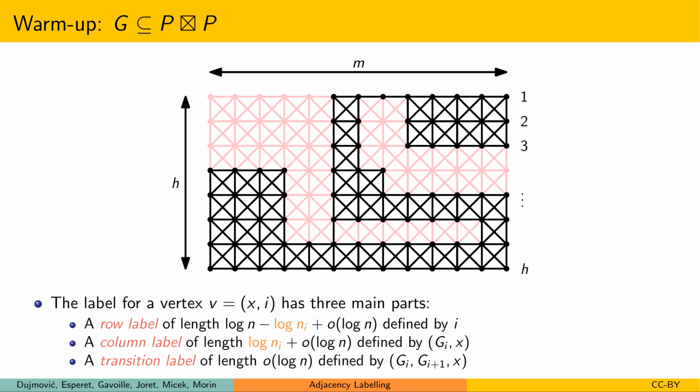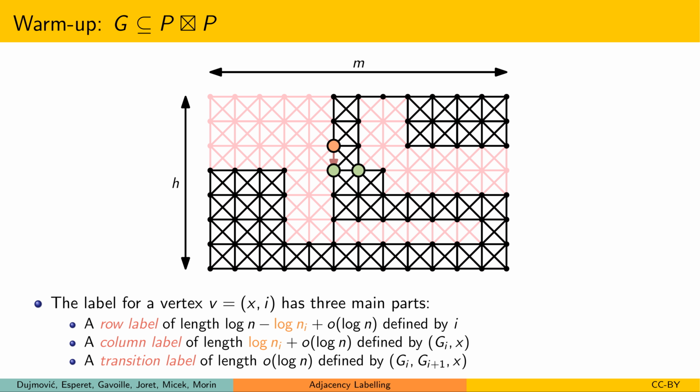The row labels of two vertices V and W have three cases. If V and W are in the same row, then we can use their column labels to test if VW is an edge of G. If V and W are not in consecutive rows, then we know that they're not adjacent. But if V and W are in consecutive rows, i and i plus 1, then we have a problem. The column label for V is in the graph induced by row i, and the column label for W is for the graph induced by row i plus 1. These are different graphs, so the column labels of V and W are not compatible.